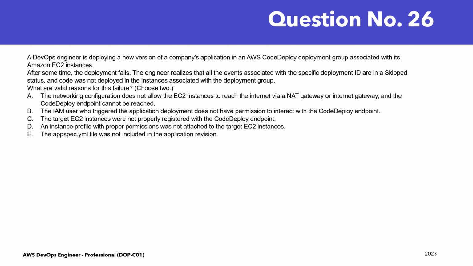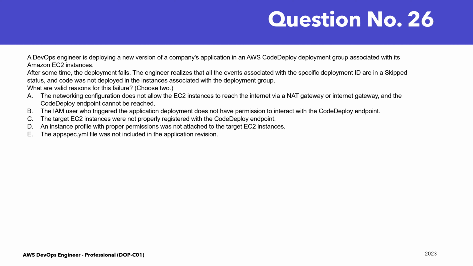A DevOps engineer is deploying a new version of a company's application in an AWS CodeDeploy deployment group associated with its Amazon EC2 instances. After some time, the deployment fails. The engineer realizes that all the events associated with the specific deployment ID are in a skipped status, and code was not deployed in the instances associated with the deployment group. What are valid reasons for this failure?